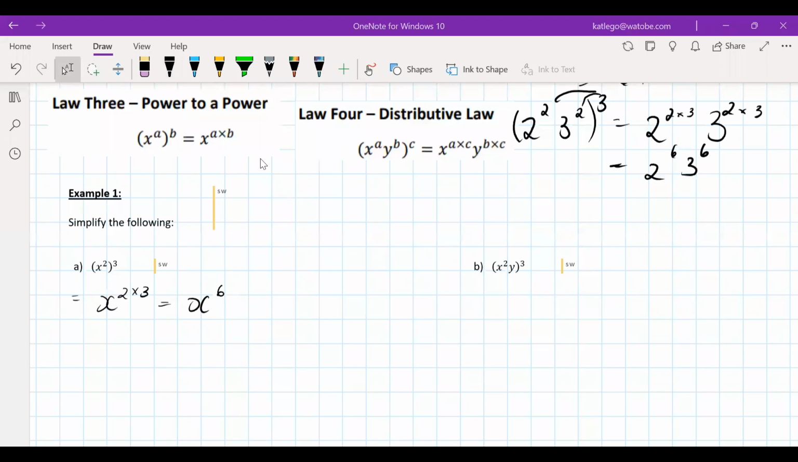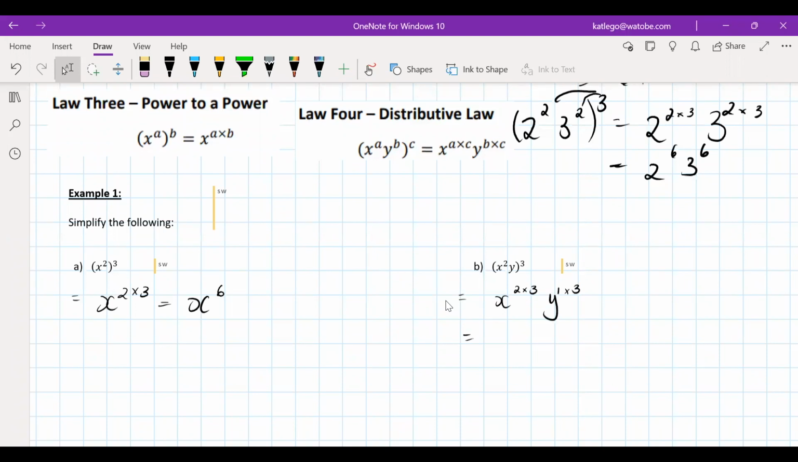I'm guessing you want to do B with me. Yes, ma'am. For B, I'd say my answer is x 2 times 3, y 3. Yes, because if there's nothing there, what exponent is there? It's going to stay the same. But if there's nothing there, we have a 1. Have you heard about that? We have a ghost 1. So it would be essentially saying 1 times 3.